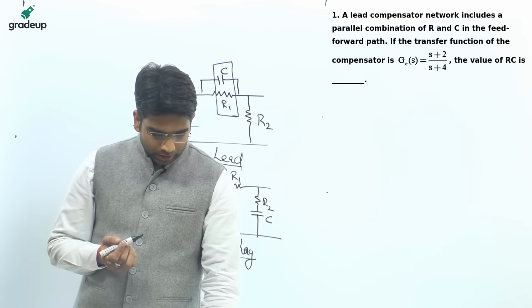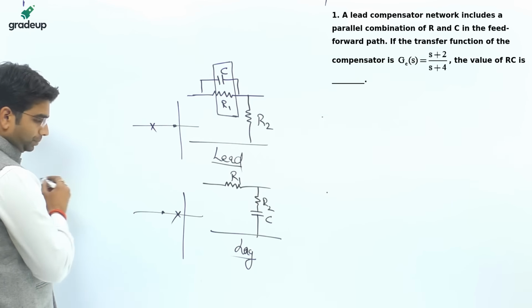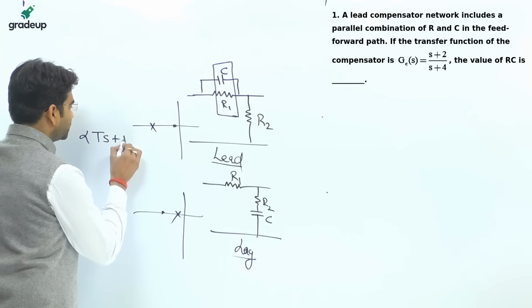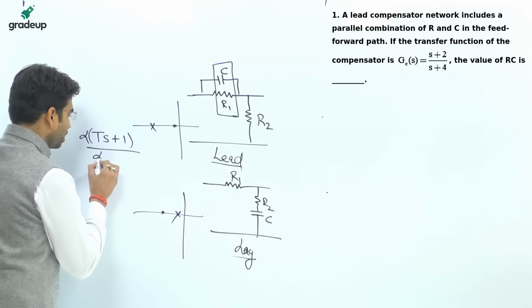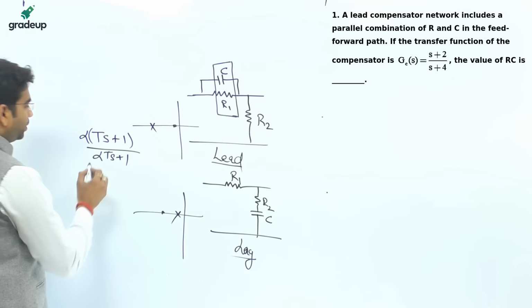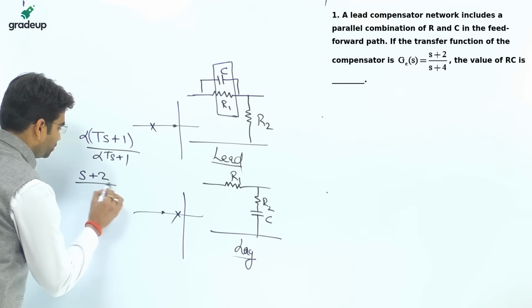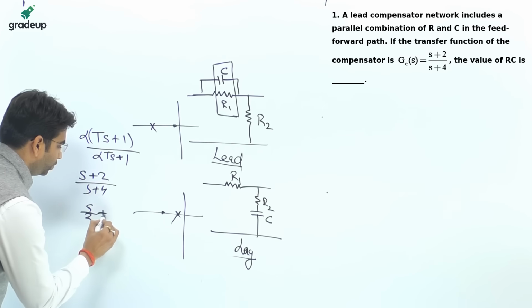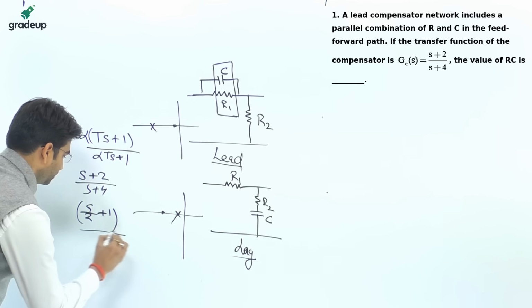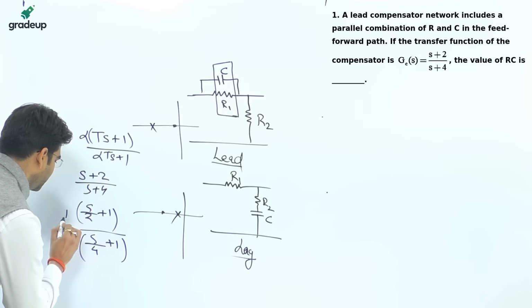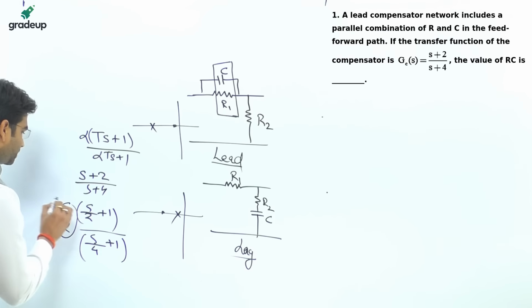0.5. Yeah, 0.5 is the correct answer. So the lead compensator is (alpha T S plus 1) upon (T S plus 1). So the equation was (S plus 2) upon (S plus 4). So (S by 2 plus 1) upon (S by 4 plus 1). It will be half.